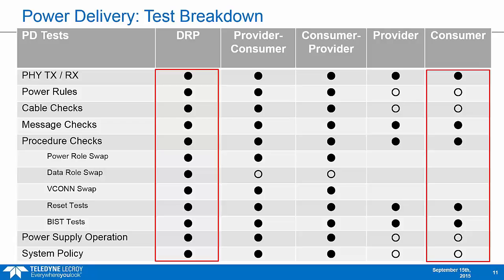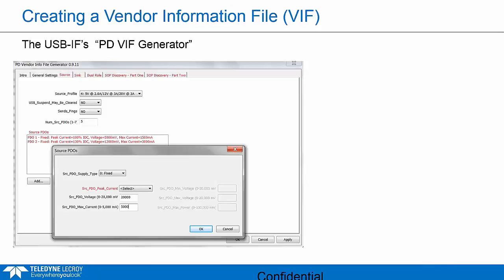But at a workshop, we have 50 different devices walking through the door. How do we know what to test? We need to basically know exactly what a device's capabilities are to run the right tests. So for PD compliance, all vendors are required to provide a text file which describes the different features it supports. The USB-IF has a little app called the PD VIF generator that walks you through all these questions.